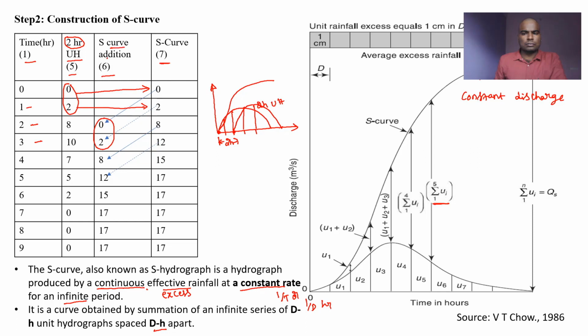This column is called the S curve addition. So now sum these 2 and place here: 8 plus 0 is 8, 10 plus 2 is 12. Now you take these 2 together and place them here. So now it will be 7 plus 8 is 15 and 5 plus 12 is 17. Again you take these 2 and place them together here, and it will be 2 plus 15 is 17 and 0 plus 17. You continue this process until you reach the constant discharge. All these 17s are the constant discharge. In this way you will generate the S curve.